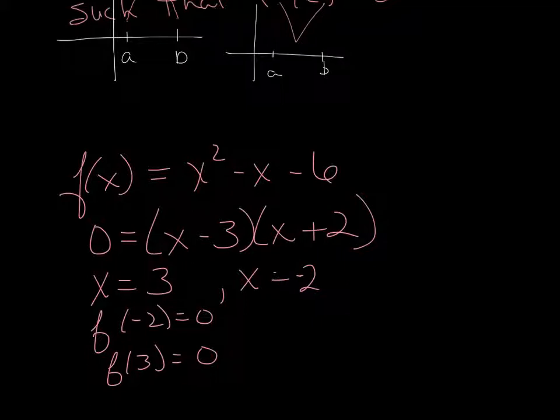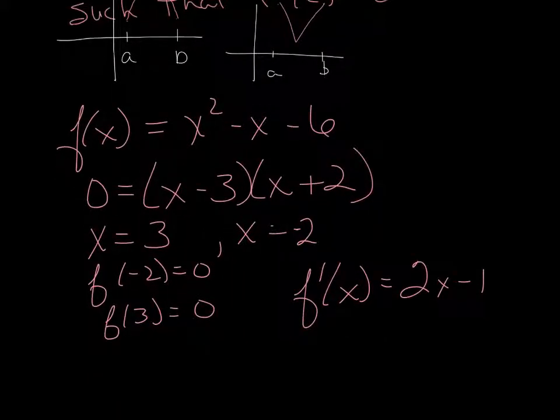found. Now we can look at this and see if we can determine where we have a horizontal tangent. How would I go about doing that? Find the derivative. And the derivative is 2x minus 1. So what x value gives me a derivative of 0? X equals 1/2.